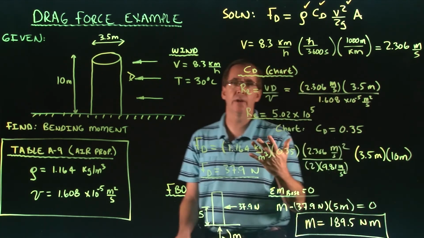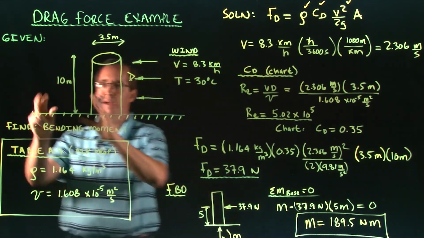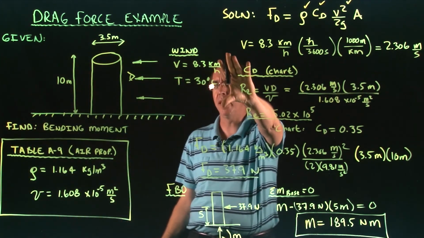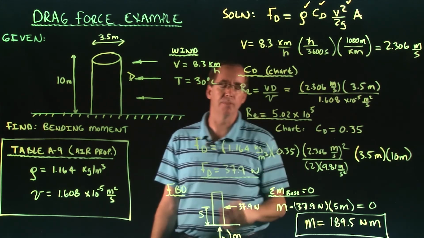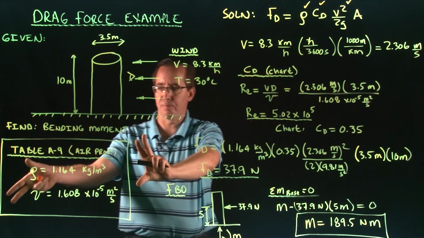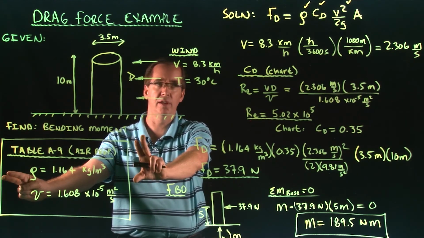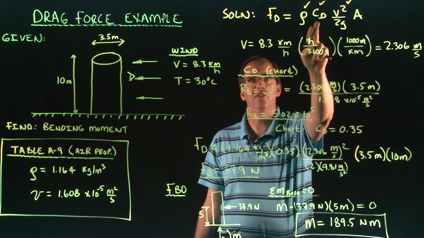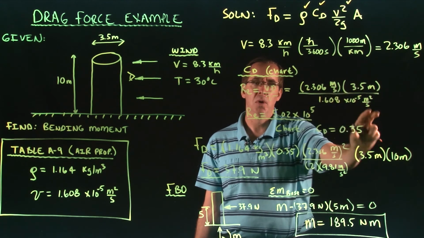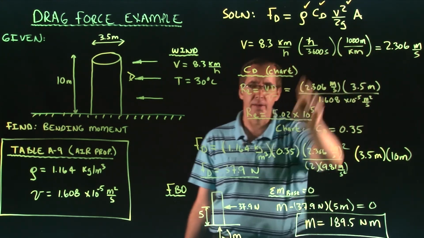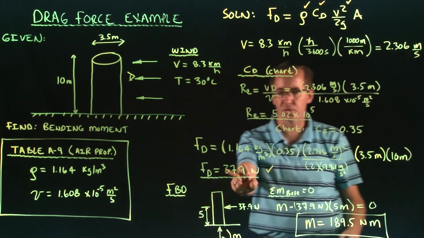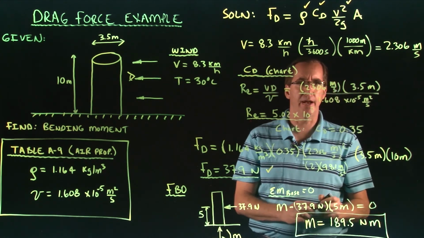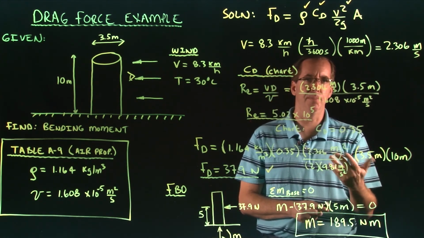Okay. So to reiterate, in this problem, we started with this silo that was 10 meters by 3.5 meter diameter, and we wanted to figure out what the drag force would be from a wind coming in at 8.3 kilometers per hour. We started by looking up the properties of that wind at 30 degrees Celsius, and then we went back to our drag formula. We realized that we needed to get the coefficient of drag, which required us to find the Reynolds number. With that, we pretty much just substituted all the terms in. We figured out that the drag force itself was almost 38 newtons, and then just taking moments about the base, we got a bending moment of about 189.5. And that concludes this example of drag force.